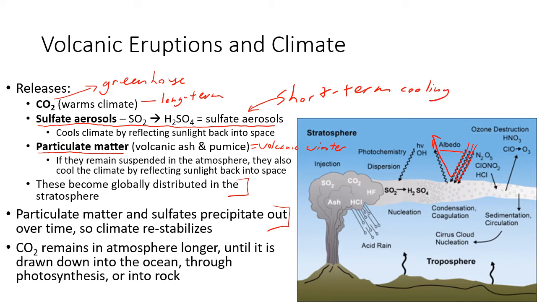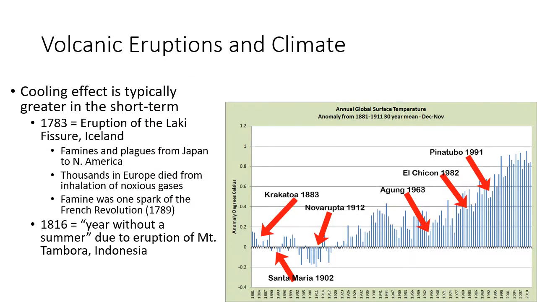When they precipitate out, that just means that they fall from the sky. The CO2, though, is going to remain in the atmosphere for a very long time, so again, that is long-term. For a little bit more detail, I would encourage you to return to the plate tectonics lecture, where we talked about this in a lot more detail.